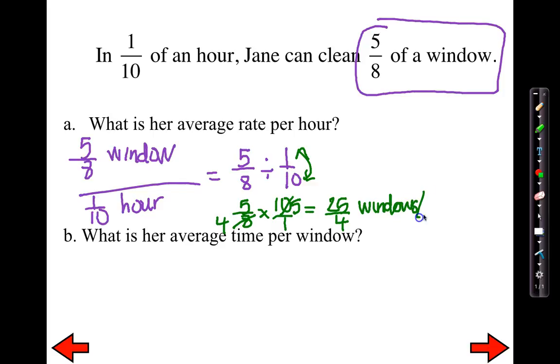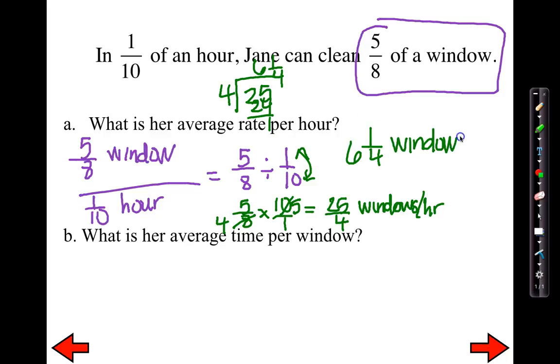Now, it is going to be 25/4 windows per hour. But in a real life situation, that's not how you would answer it. You would want to turn that into a mixed number. Now with unit rates, we do turn them into mixed numbers. Now with ratios, keep in mind, you just leave it as a fraction. So I'm going to go ahead and do 25 divided by 4. This is going to go in 6 times with the remainder of 1. So we have 6 and 1/4. So here I would go ahead and say she's going to be able to do 6 and 1/4 of a window or windows per hour.